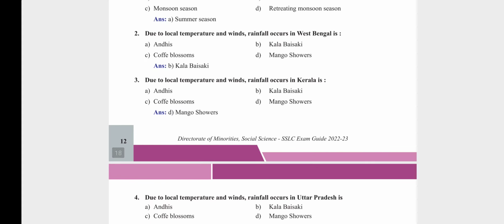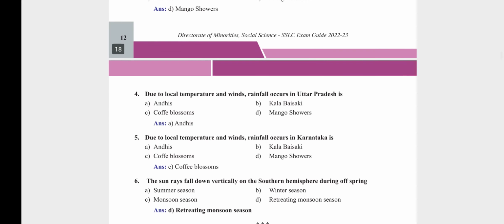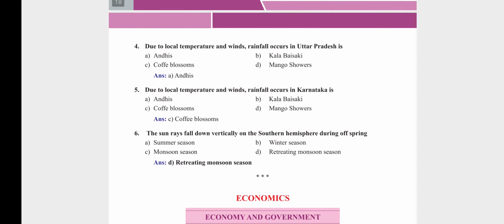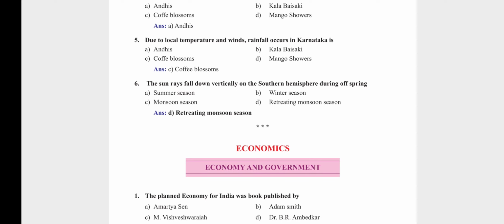Due to local temperature and winds, rainfall occurring in Kerala is the mango showers. Due to local temperature and winds, rainfall occurring in Uttar Pradesh is Andhis. Due to local temperature and winds, rainfall occurring in Karnataka is coffee blossoms. The sun rays fall vertically on the southern hemisphere during the retreating monsoon season.